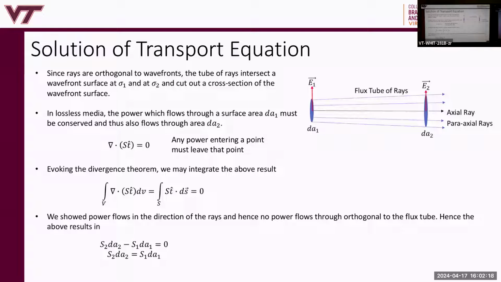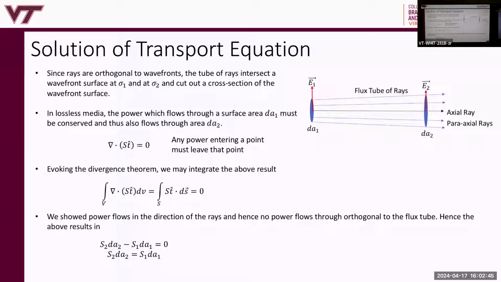In lossless media, we know that the power which flows through the surface area dA1 must be conserved, and thus should also flow through area dA2. To state that mathematically, we say that the divergence of the Poynting vector is equal to 0, right? That means any power entering a point must leave that point. There's no dissipation, right? There are no sources or sinks of power density flux.